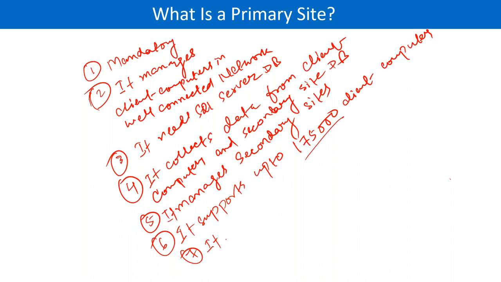So basically it is the main site in SCCM. Okay. And without this you cannot do anything. Like you cannot deploy policy, you cannot collect inventory. Okay, nothing will happen. So it supports up to 175,000 client computers. Okay.